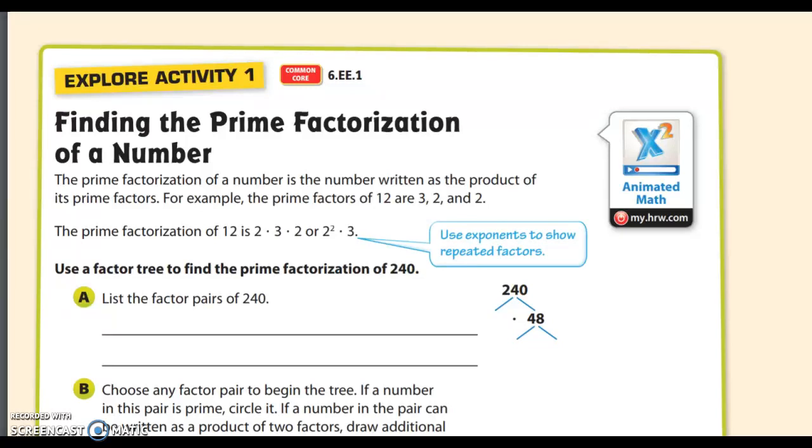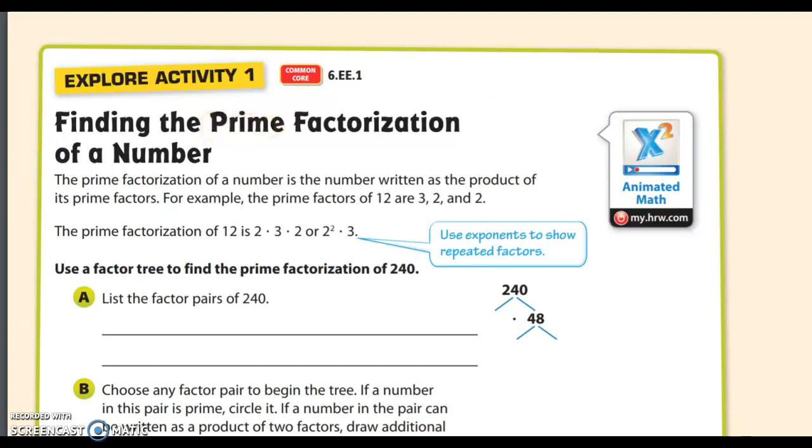All right, this is page 244. And on this page, we're going to learn about prime factorization. It says finding the prime factorization of a number. Pay attention to this word prime there. Prime means a number who has only two factors, one and itself. So that's what we're going to be doing, is identifying prime factors.